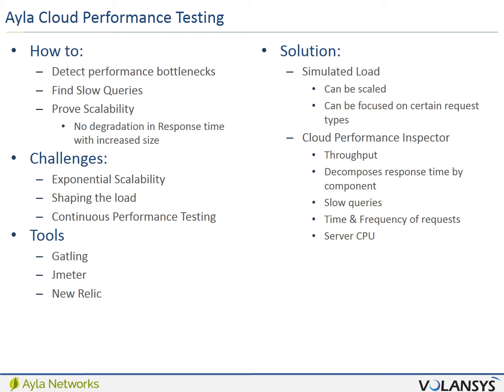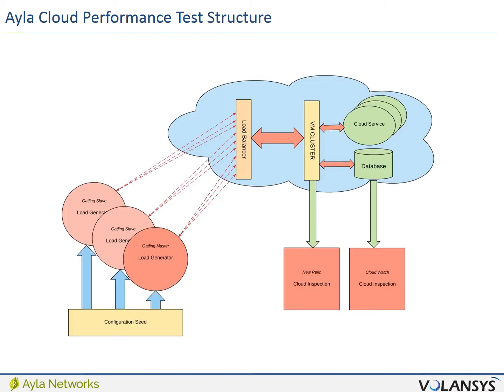Going to the next slide, you can see that our configuration has our load generators, which generate transactions through the load balancer to the VM cluster. The VM cluster is a large number of AWS instances, which are computers, which represent our cloud services. The VM cluster also interacts with our database, which stores our device information as well as our user information.